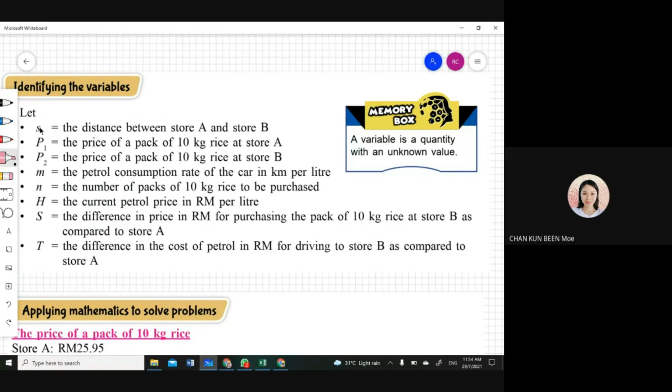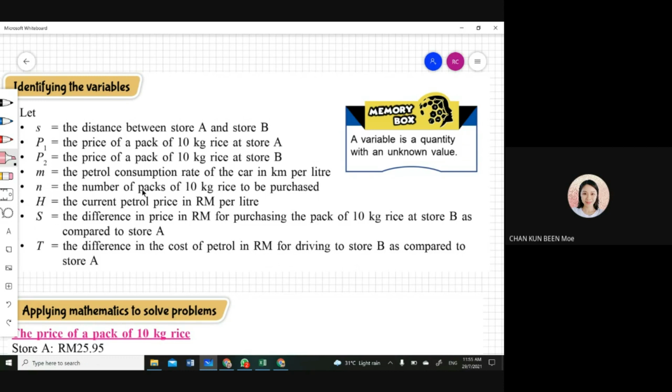The small letter s is the distance between store A and store B. P1 is the price of a pack of 10 kg rice at store A. P2 is the price of the 10 kg rice at store B. M is the petrol consumption rate of the car in kilometers per liter. So you need to calculate, for example, if that car can go 100 kilometers, how much petrol is needed? From there, you calculate the petrol consumption rate, which uses M.